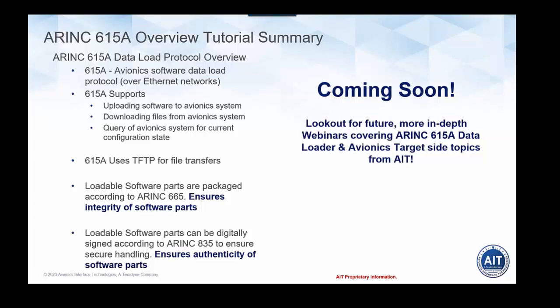ARINC 615A uses a very simple file transfer protocol called TFTP to actually move the files. And the loadable software parts that are uploaded using 615A are packaged according to the ARINC 665 standard, which includes features to ensure the integrity of the software parts. Loadable software parts can also be optionally digitally signed, and ARINC 835 is the ARINC standard that defines the methods for digitally signing those parts. Digitally signed parts ensure the authenticity of the software part. It ensures that the software part really came from a trusted source.